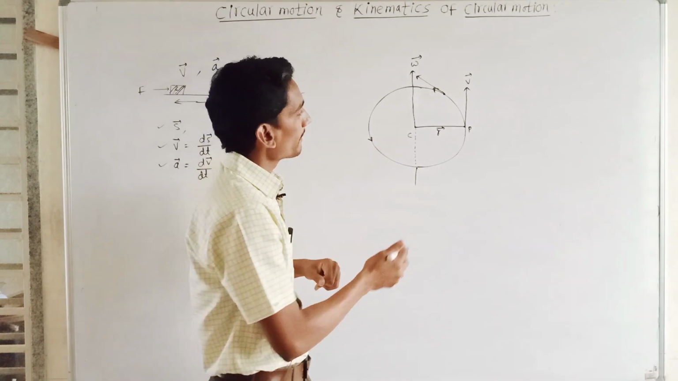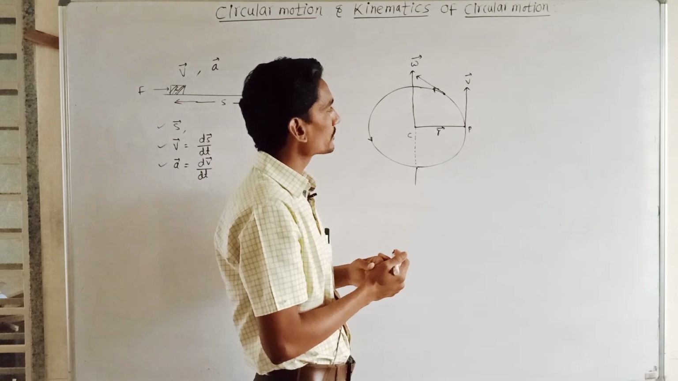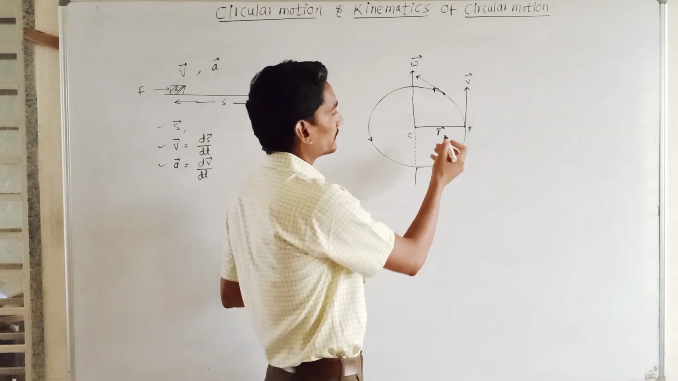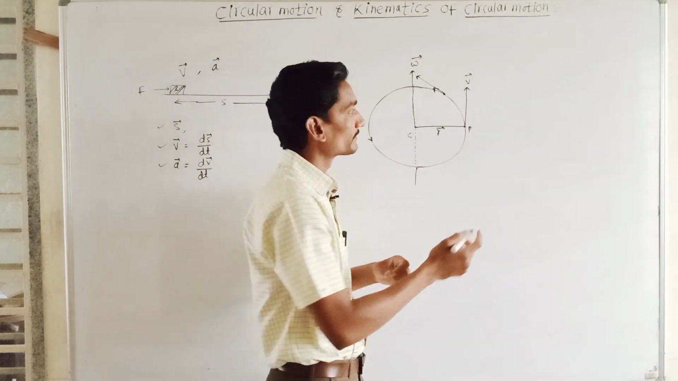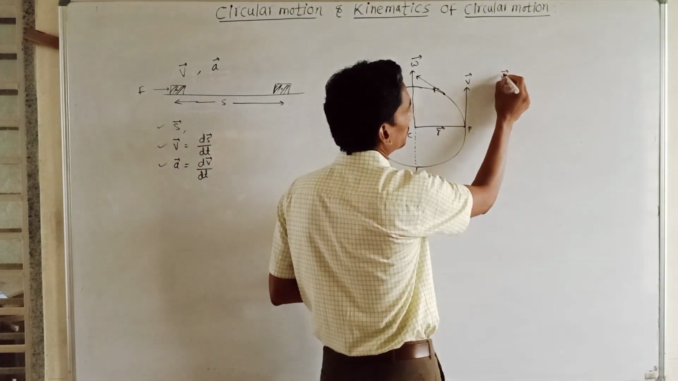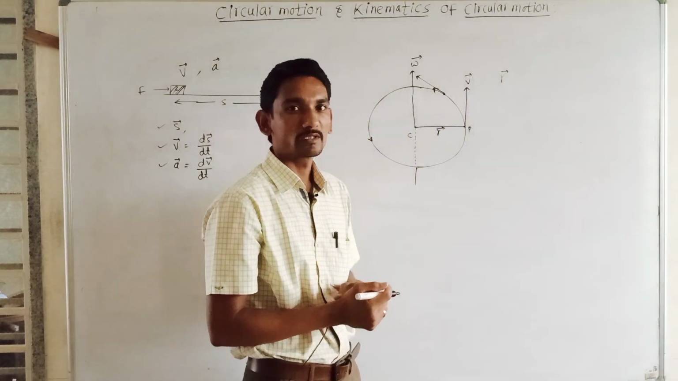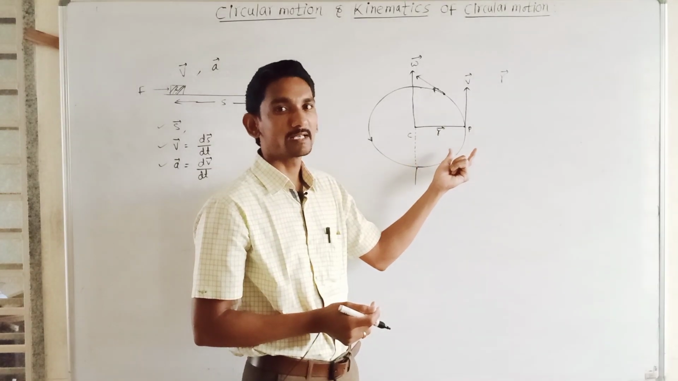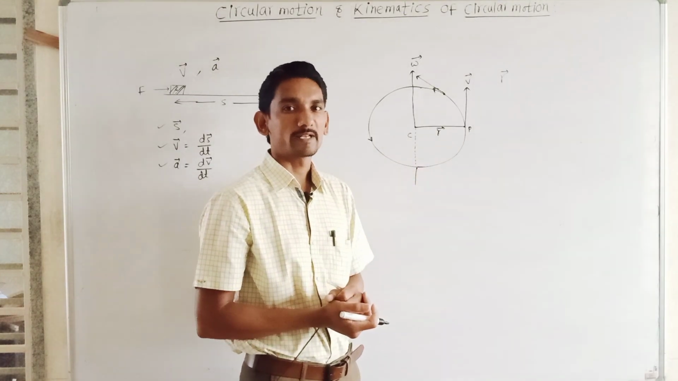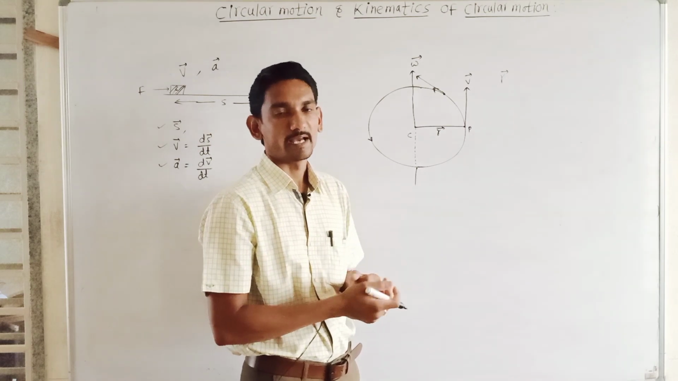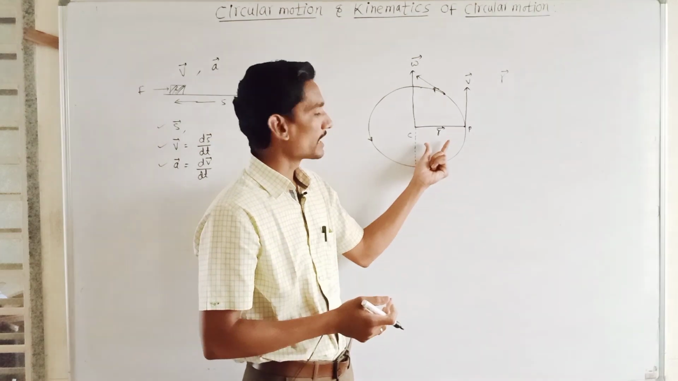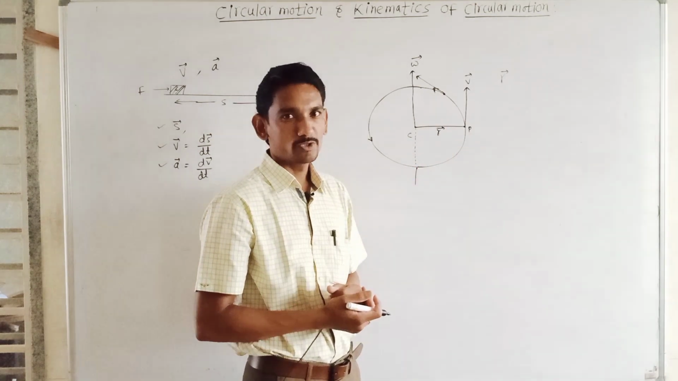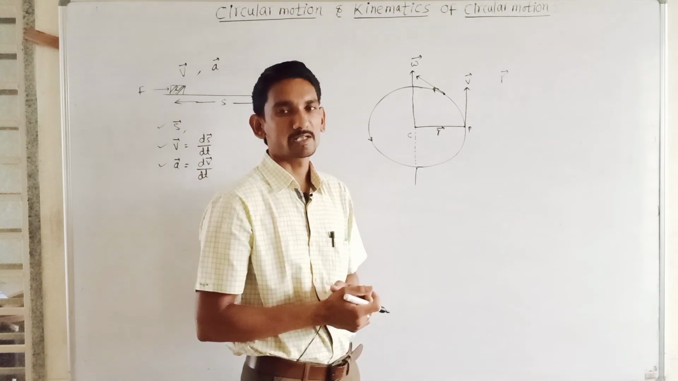In case of circular motion, we have to describe the position vector, that is the r vector. We can say that it is the position vector or the radius vector that can describe the position of the particle at a given instant of time. Where is the particle at a particular instant? So the r vector gives the position while performing the circular motion.